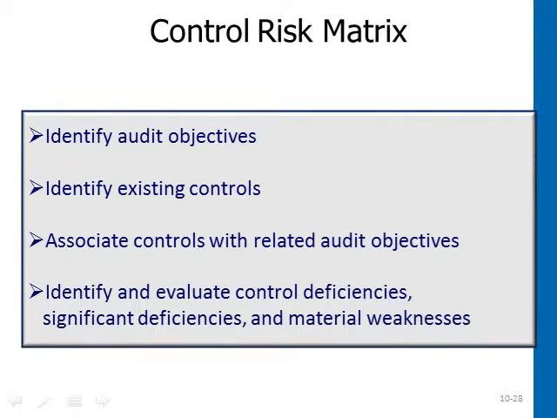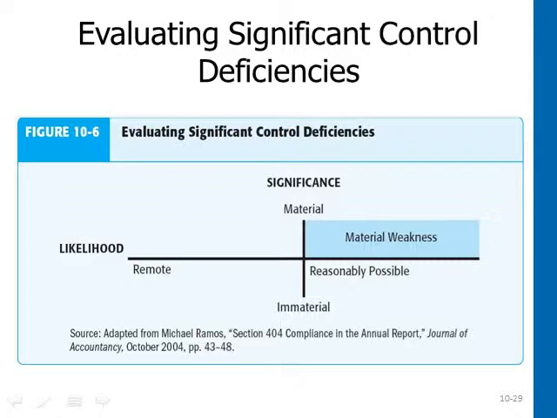Within the control risk, we identify the audit objectives. We identify the existing controls that impact those audit objectives, and we associate those controls with the audit objectives. And then we evaluate any control deficiencies, significant deficiencies, or material weaknesses that may come out of our review of that process. And when we talk about significant controls, we're really talking about the significance and the likelihood. And we can see that significance is graded on a scale of material to immaterial. Likelihood is graded on a scale of remote to reasonably possible.